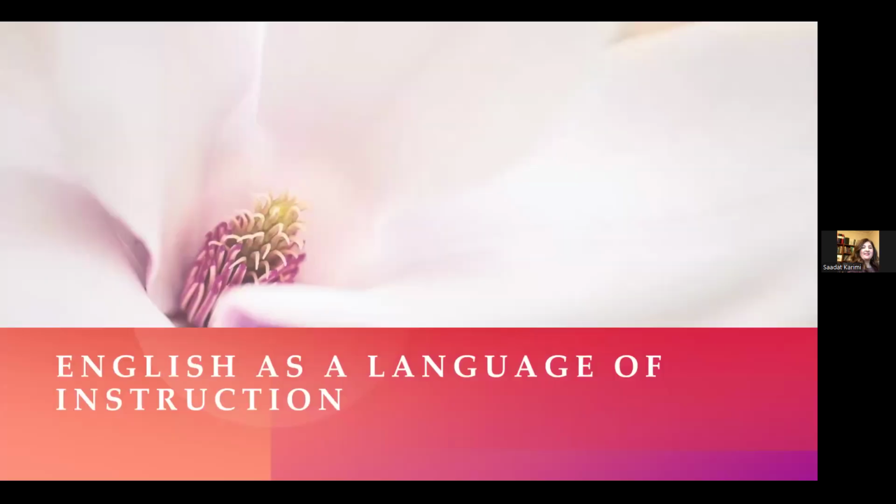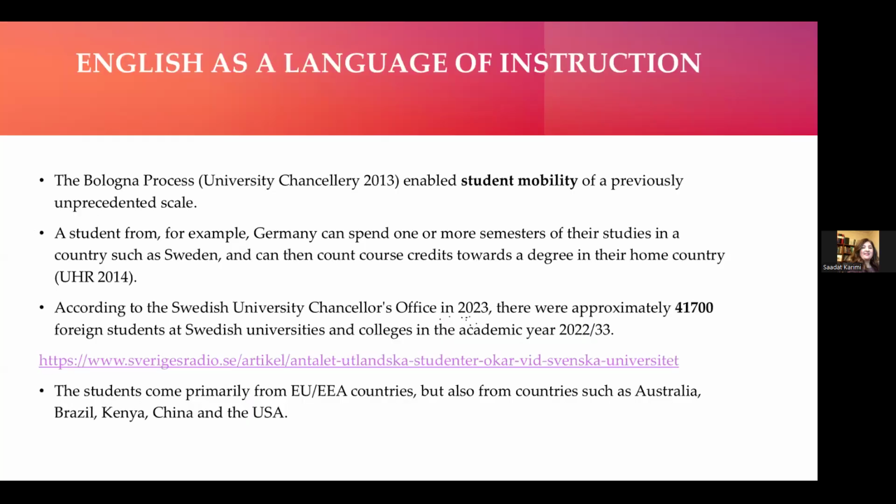So let's talk about English as a language of instruction. The Bologna process enabled student mobility on a previously unprecedented scale. A student from, for example, Germany can spend one or more semesters of their studies in a country such as Sweden, and they can then count course credits towards a degree in their home country.